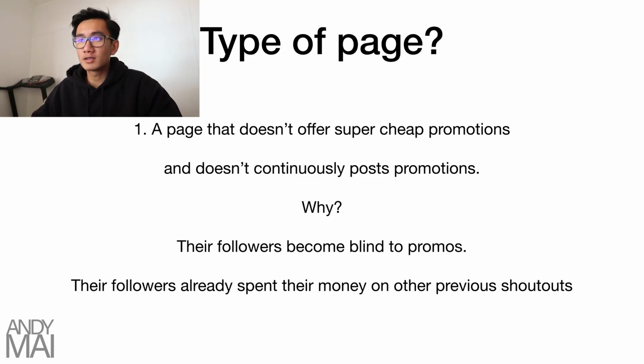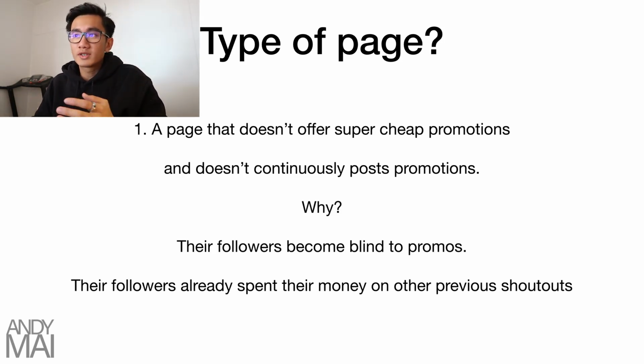Now, what type of page do you want? You want a page that doesn't offer super cheap promotion and doesn't constantly post promotion. Why? Because their followers are now blind to promo. If a page is posting 1 to 2 promos every single day, 1, Instagram algorithm won't show their promo posts anymore.